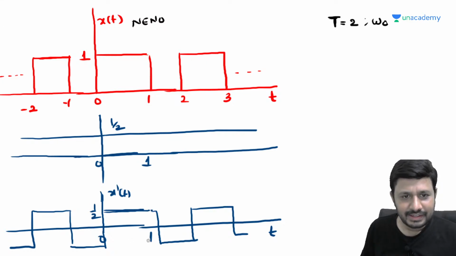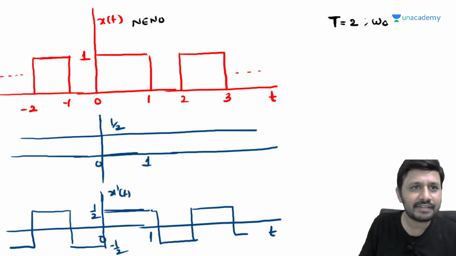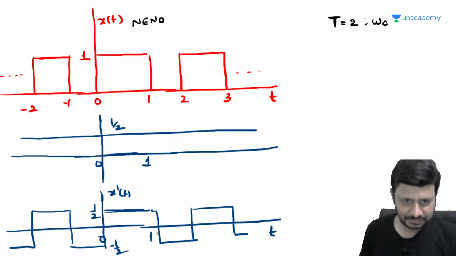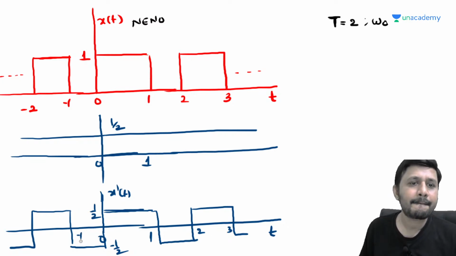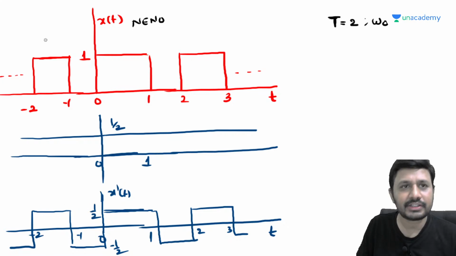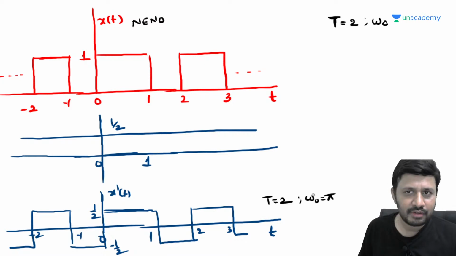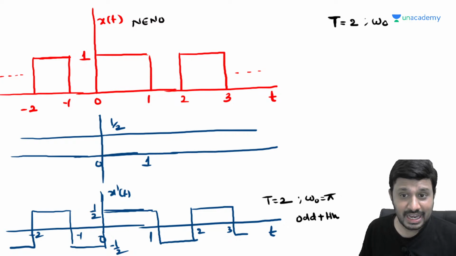Look here, let's analyze x dash of t. My dear students, if you observe, what is the nature of x dash of t? Here 0, this is 1. If I study the period of x dash of t, the period is 2, omega naught is pi. So with the subtraction of a DC value, there won't be any effect on the period. Omega naught is pi. Is x dash of t an even signal or odd signal? It is odd and half wave also.